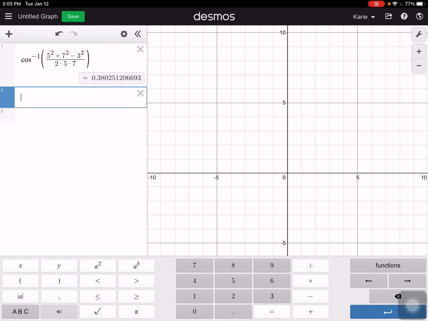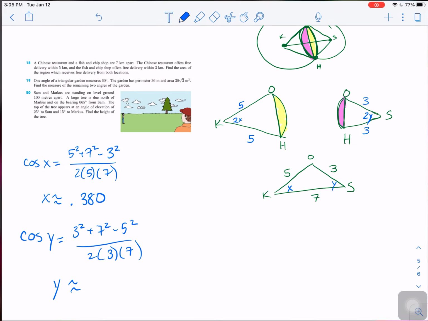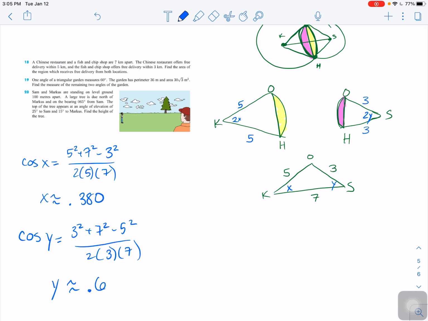Okay, so this becomes inverse cosine of, let's draw this, did I just say minus 5? Yeah, 3 squared plus 7 squared minus 5 squared. That means in the denominator it's 2 times 3 times 7. Did I remember that correctly? So that's 0.667. And now I can work from there.